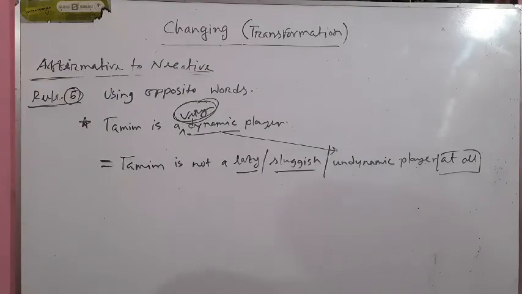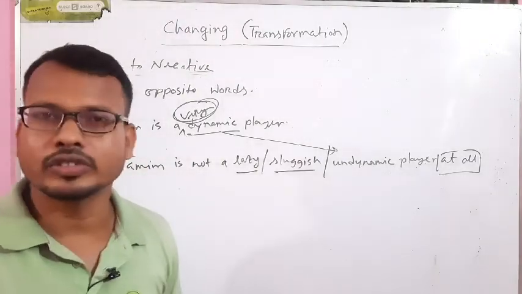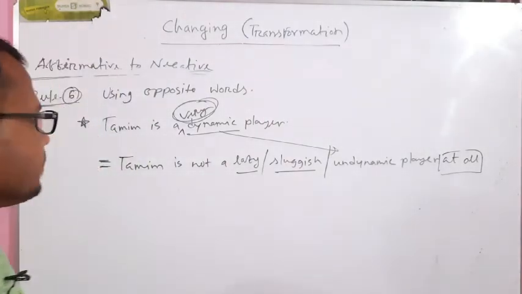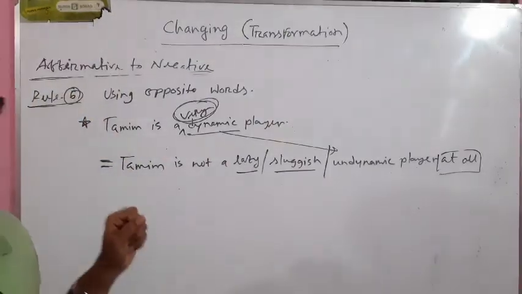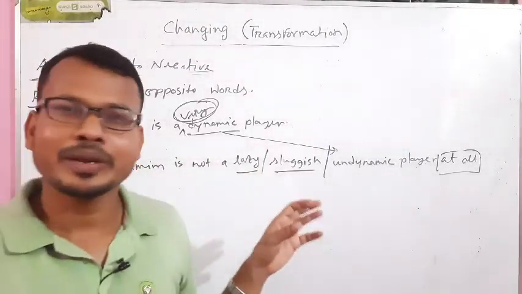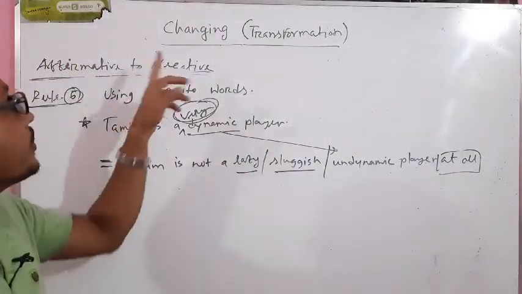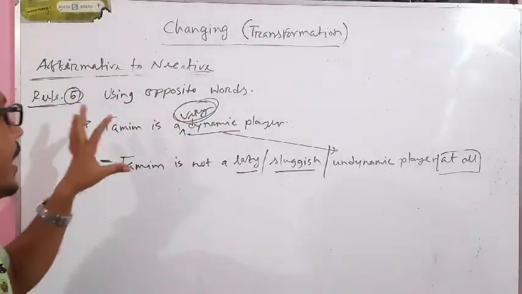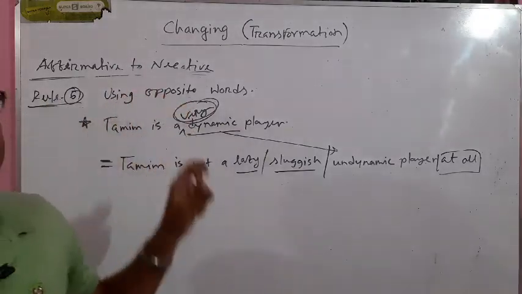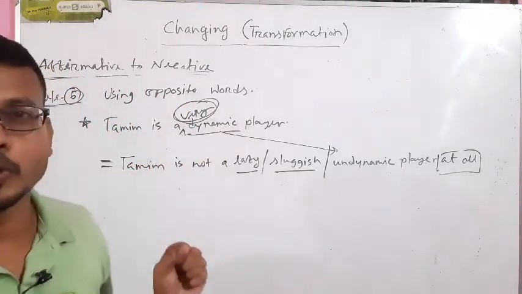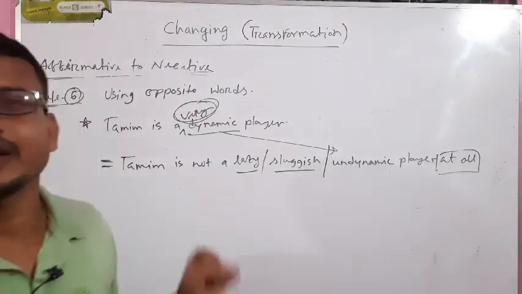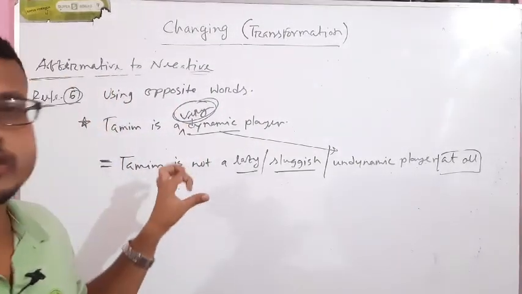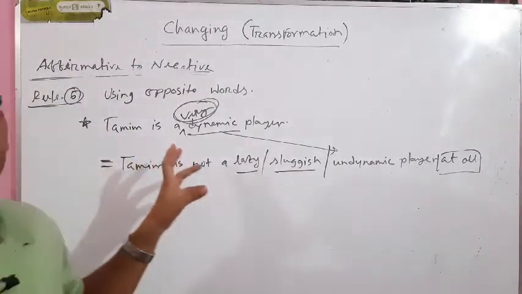So I have shown 6 rules. There are 10 or 15 rules in your book. If you open your book, you will find some more rules, but it is not possible for any person to finish such a big topic, changing sentences from affirmative to negative, as there are so many rules. I have tried to show you some important rules that are very common, and you will get these sentences in your examination as well. So you have to practice the rest rules. There are so many rest rules that I couldn't discuss here.